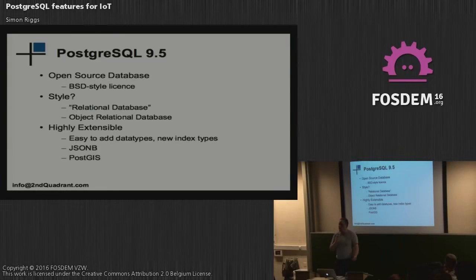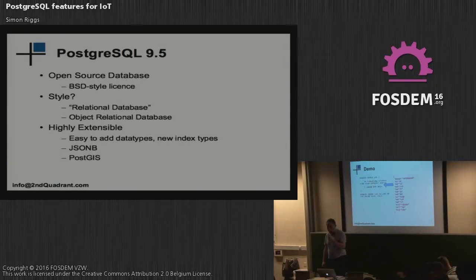And what that's given us over the years is the easy ability to add new data types, add new types of index, and specifically some of the things I'm going to be talking to you about today is our ability, fairly recent, to store JSON data within the database in a compressed and yet indexable form, and that's known as JSONB, as well as our ability to store GIS data within the database, which is via a package called PostGIS.